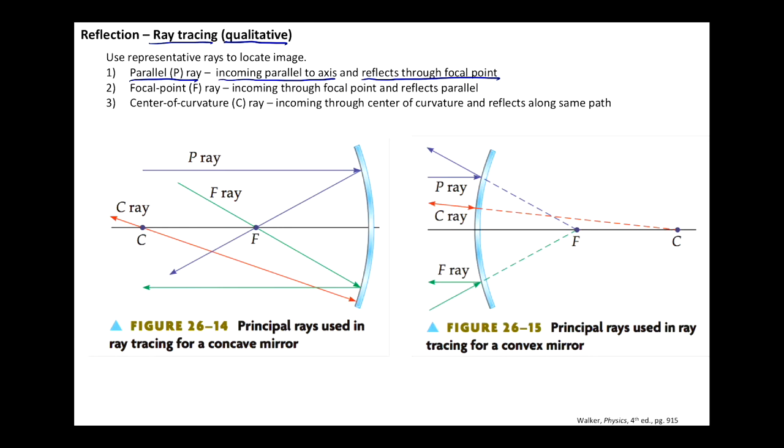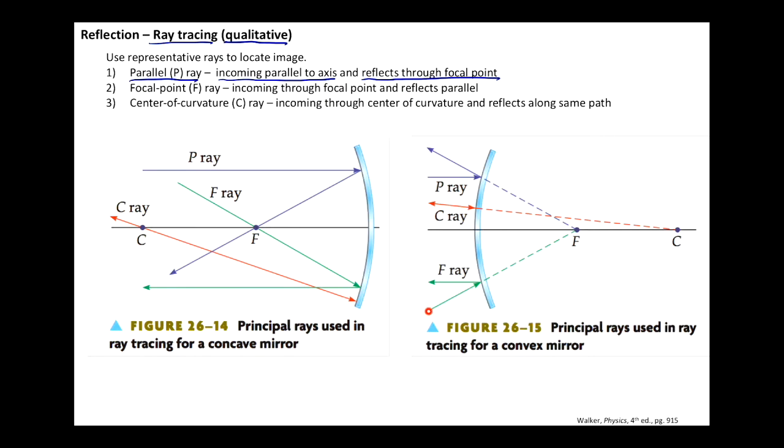Let's look at the second ray, the focal point, or F ray. It is incoming through the focal point and reflects parallel to the optical axis. So you can think of this as sort of the inverse of the P ray. It's doing the exact opposite thing. So notice, for the concave mirror, we show it coming in through the focal point and then reflecting back off parallel to the axis. That's pretty straightforward. It's the other one that's a little bit weird.